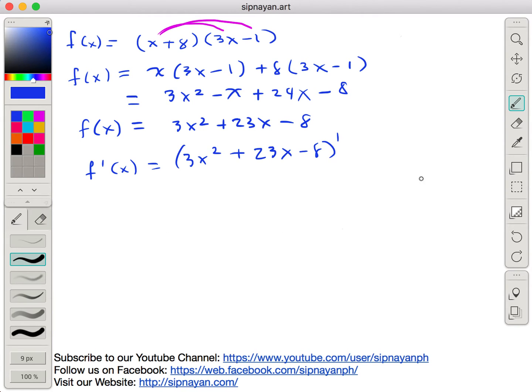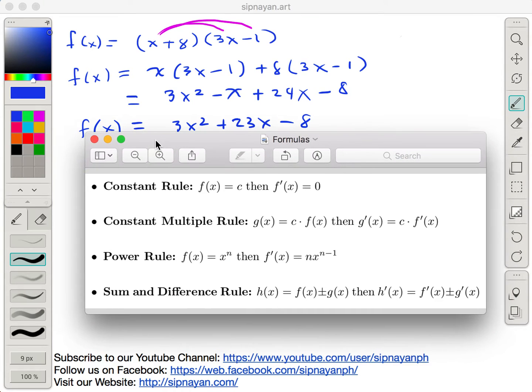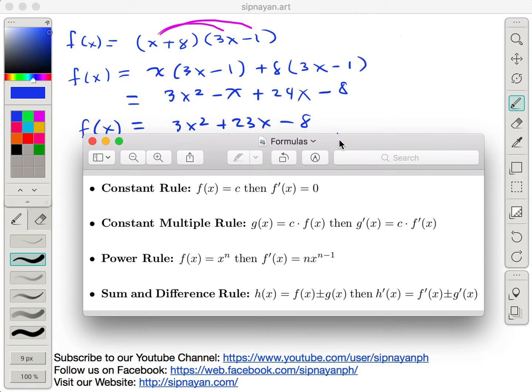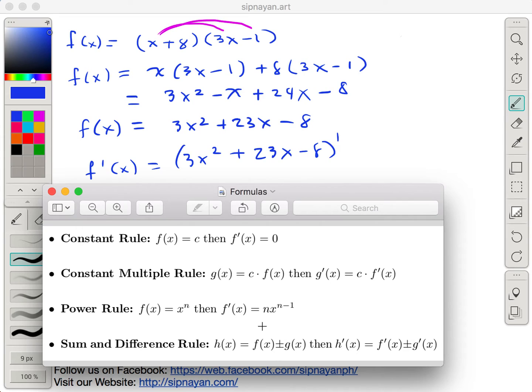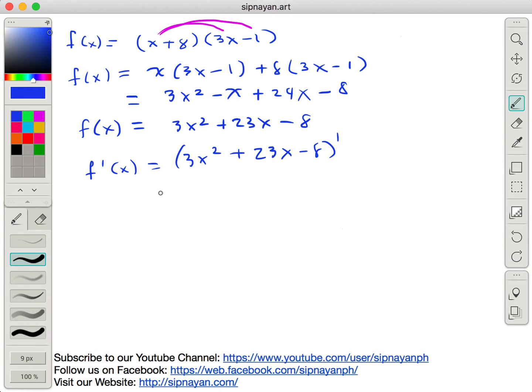And sabi sa sum and difference rule, no? Pag kinuha natin yung derivative nitong expression na to, we get the derivative individually, no? So you get the derivative of 3x squared plus the derivative of 23x and then minus the derivative of 8, no? So, medyo detalye tayo ngayon, no? Para ma-review natin yung mga rules.